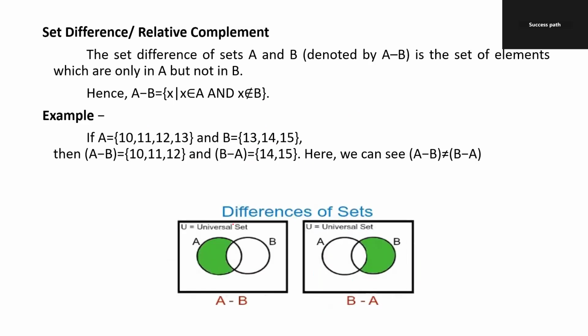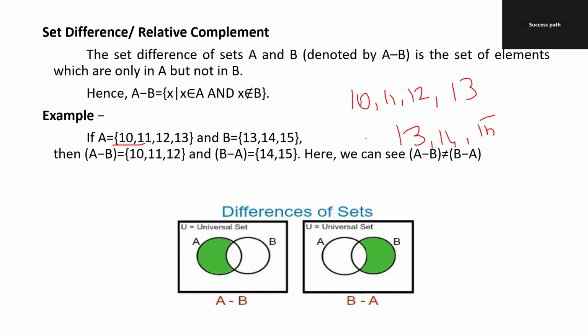Next, set difference or relative complement. Here we are going to subtract, A minus B. The set difference of sets A and B is denoted by A minus B. For example, A has the values 10, 11, 12, 13. What is the B value? 13, 14, 15.